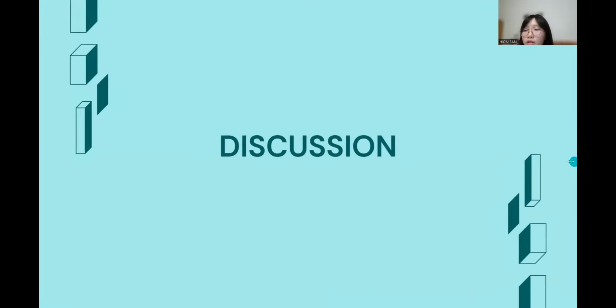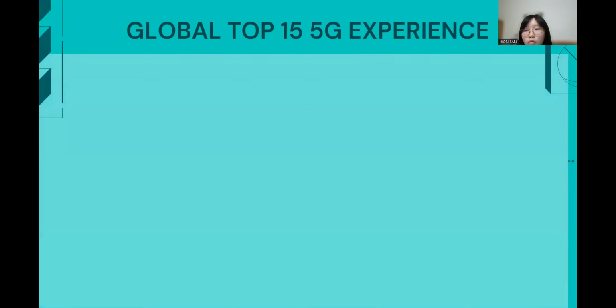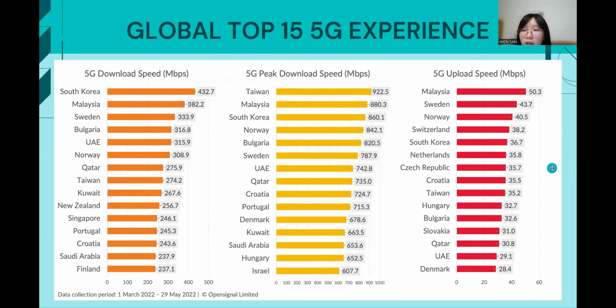Moving on to the discussion on results obtained earlier, according to OpenSignal, Malaysia achieved high rankings in all three 5G speed categories, with download speed ranging from 382.2 megabit per second to 880.3 megabit per second, and with upload speed of 50.3 megabit per second. Comparing results from previous slides, download speed is within the mentioned range, whereas for upload speed, most of the results obtained show more than 50.3 megabit per second.